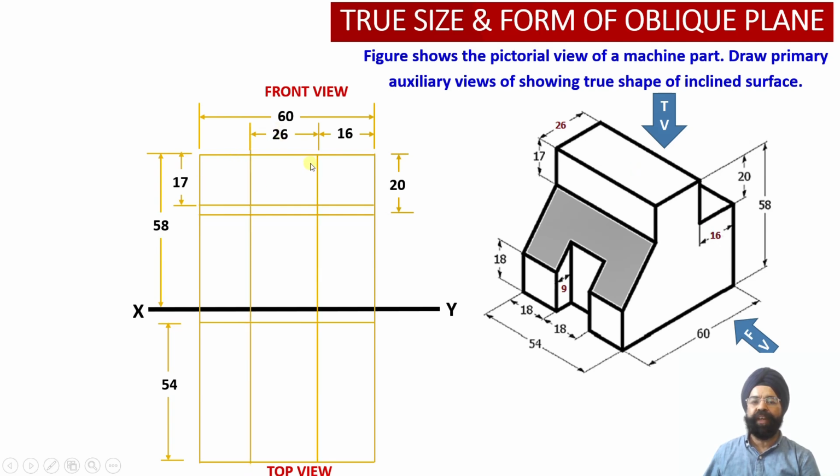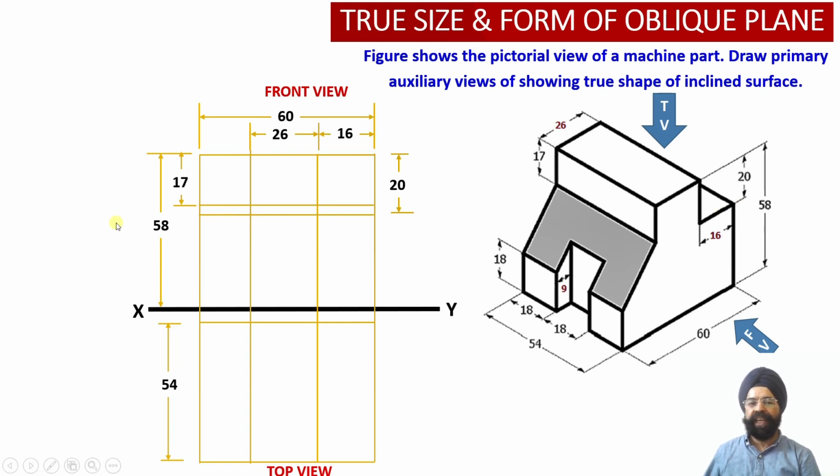Now let us draw the vertical projector lines. Once we draw this vertical projector line, we can see this is going to be my rectangular slot. So you move down by how much? 20 millimeter. Then you move towards the right by 16 millimeter. So this rectangular slot, which is available on the right hand side, will be located onto the front view.